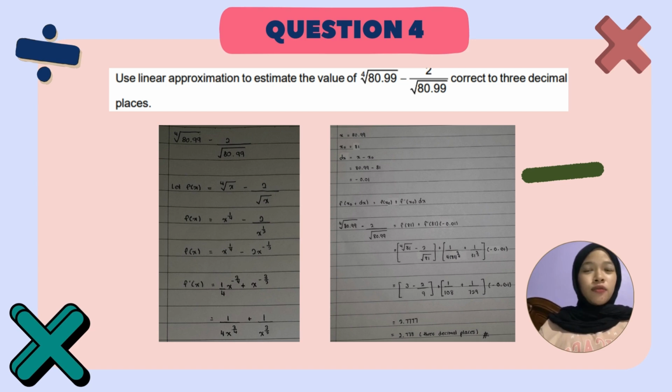Next is question number 4. Use linear approximation to estimate the value of the fourth root of 80.99 minus 2 over the square root of 80.99, correct to 3 decimal places.